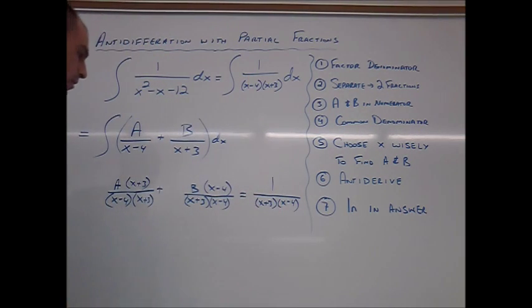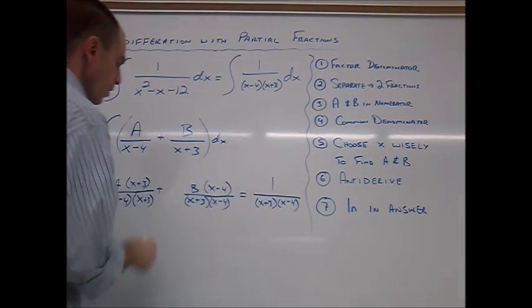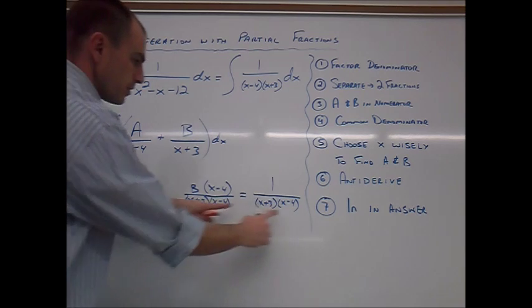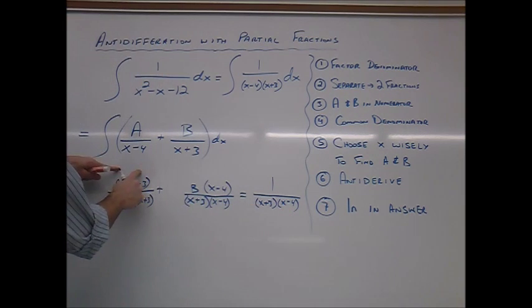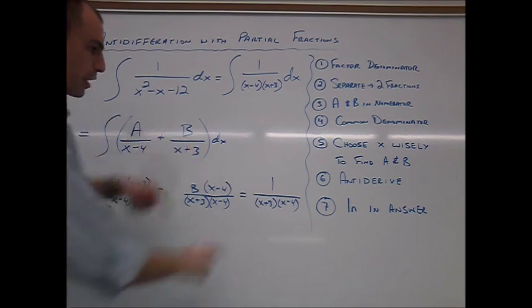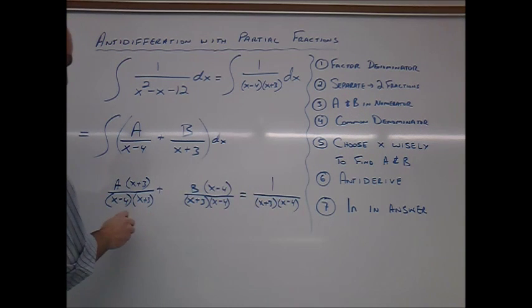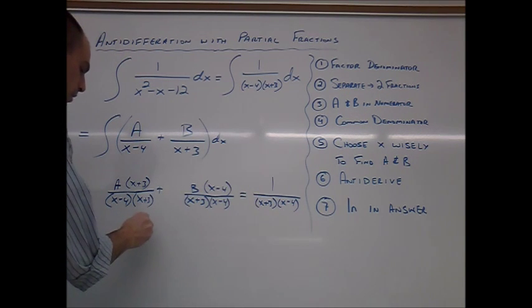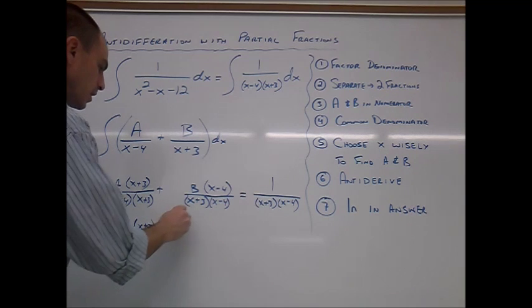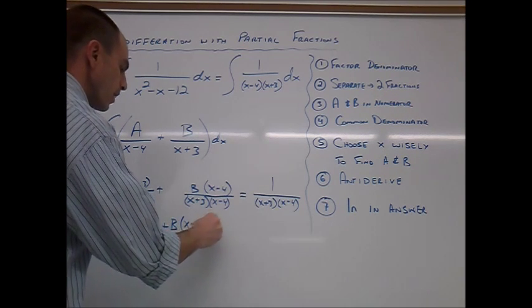So what does that mean? Well, fraction plus fraction equals fraction. Ultimately, denominators must all be the same, and they are. And the numerator, the first numerator plus the second numerator, must equal that answer. So what does that mean? A times x plus 3 plus b times x minus 4 must equal 1.